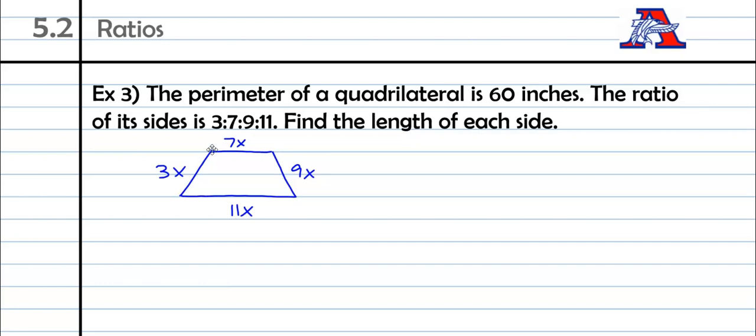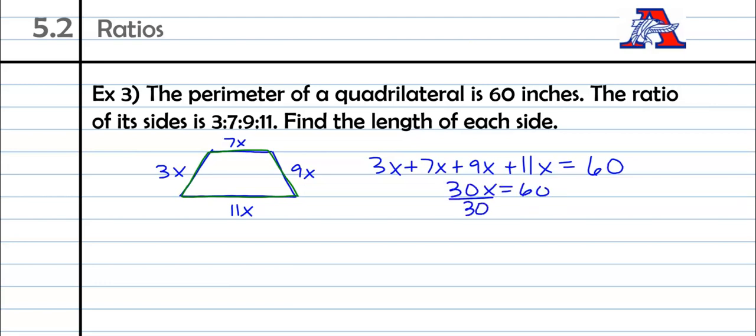The other piece of information that we have is the perimeter is 60 inches. That means that the length all the way around is 60 inches. So what that means is that 3x plus 7x plus 9x plus 11x all together is 60 inches. Okay, so we can solve it from there. 3 plus 7 is 10, plus 9 is 19, plus another 11 is 30. So we have 30x equals 60. Divide by 30, divide by 30, and x is equal to 2.